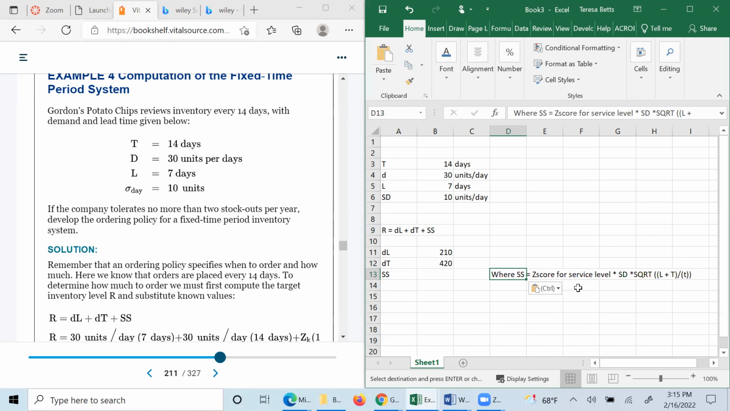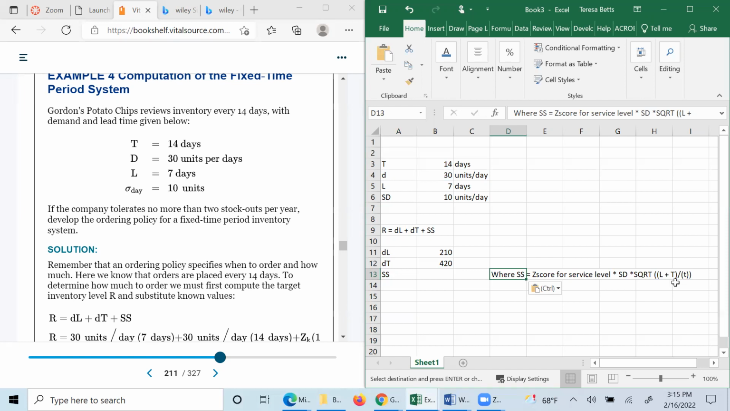Okay, so we take that Z-score and we multiply it by the standard deviation of demand. So we have the standard deviation per day, and then we need to multiply that by this term to get to the standard deviation during lead time. And that term is the square root of L, our lead time, plus T, the number of days between the review periods, and small t.